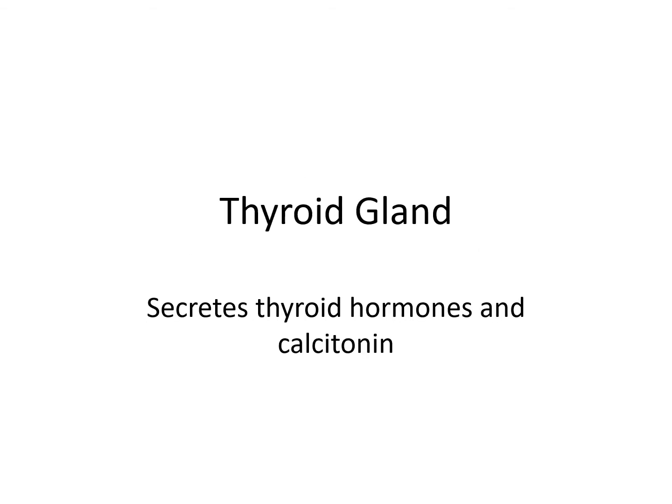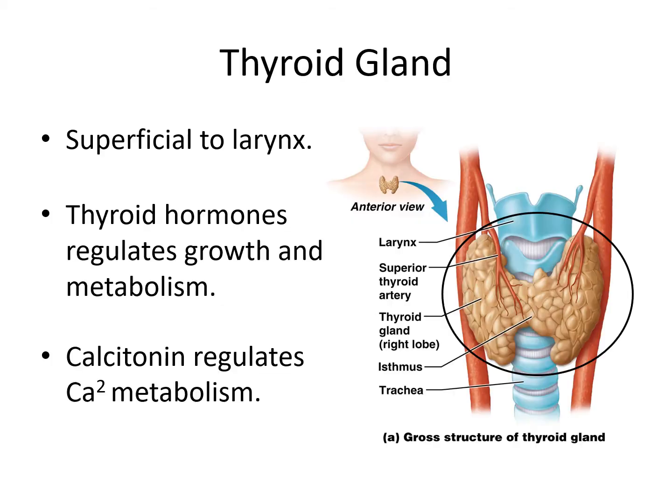The thyroid gland is convenient because it secretes thyroid hormones and another hormone called calcitonin. From its name, you probably get an idea that it might have to do with calcium. The thyroid gland is right in front of the larynx. The hormones that it secretes, the thyroid hormones, regulate growth and metabolism. And calcitonin, as we mentioned, regulates calcium metabolism.